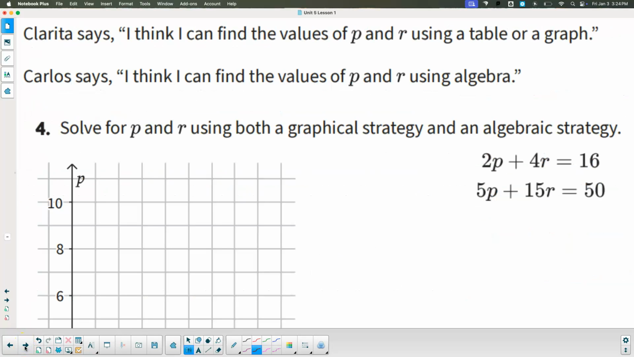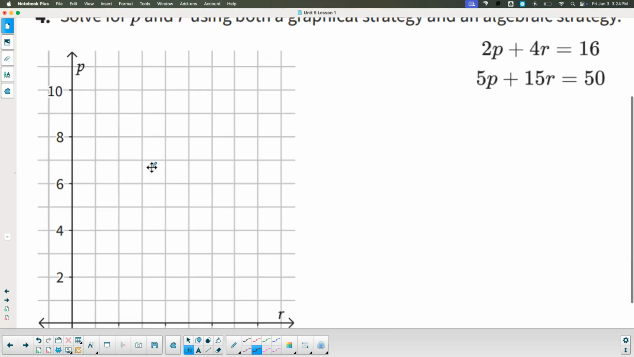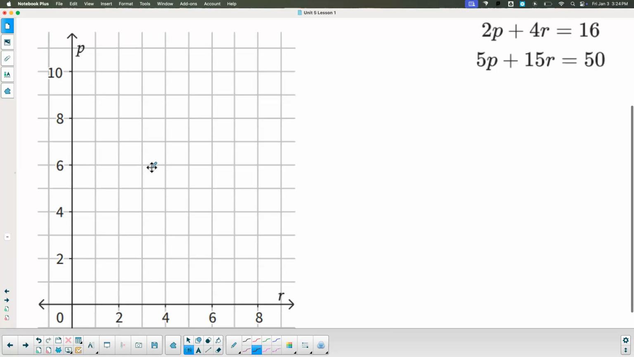Now they're saying we can find the values of P and R using a table or a graph, and we can use algebra. So we want to solve this system of equations using both a graphical strategy and an algebraic strategy. So there are my equations again. Here is the graph that's in your book. Now, P and R are different for us.